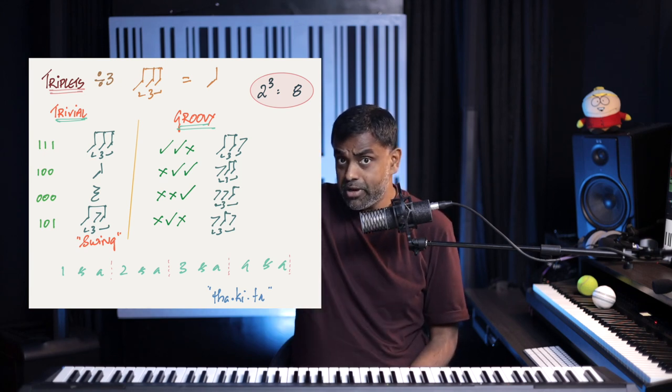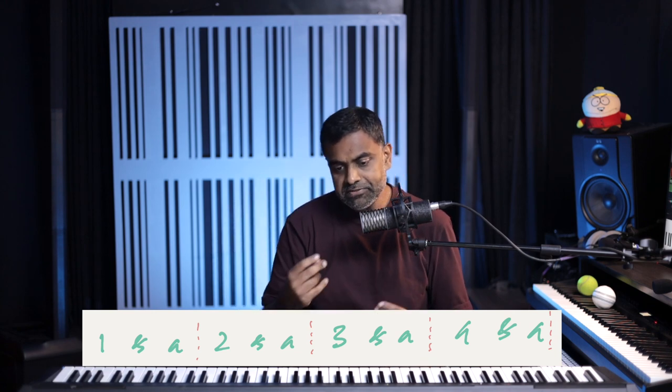So 2 raised to n, what is n now? Triplet. 3, 2 power 3, not 2 into 3, 2 power 3. 2 power 3 is 2 into 2 into 2, which equals 8. So we count triplets as 1 and a 2 and a 3 and a 4 and a 1 and a 2 and a 3 and a 4 and a. So there are 3 spaces which we can fill in each beat. And then the question is to play or not to play.